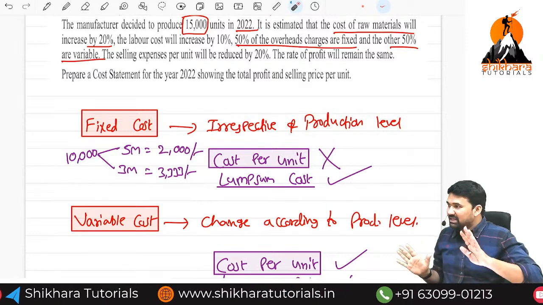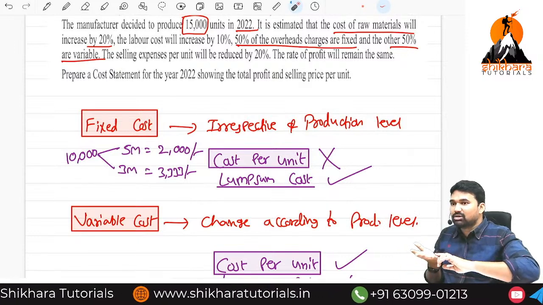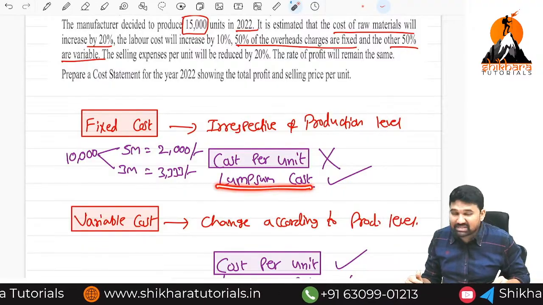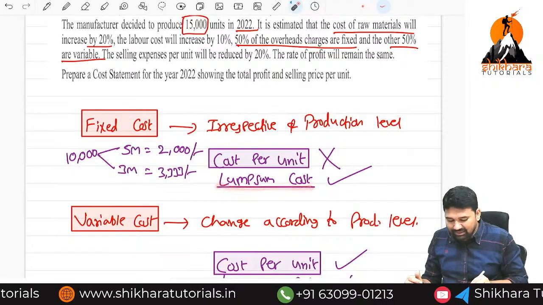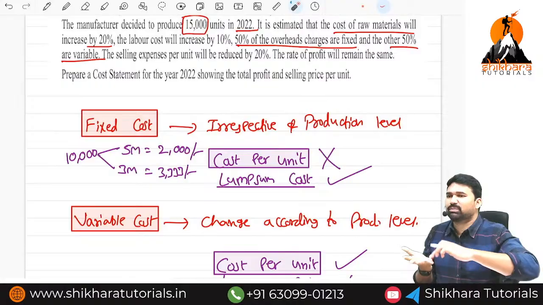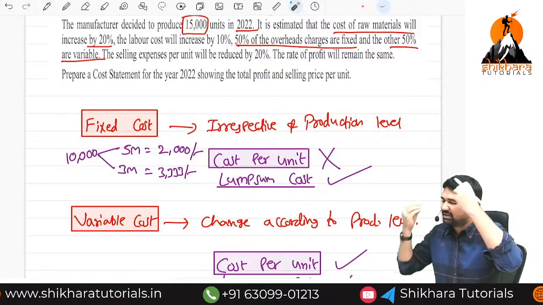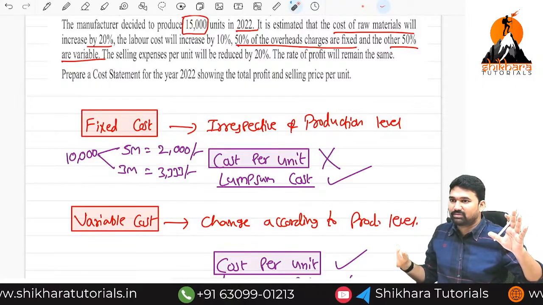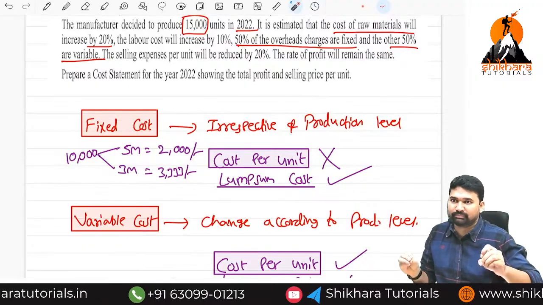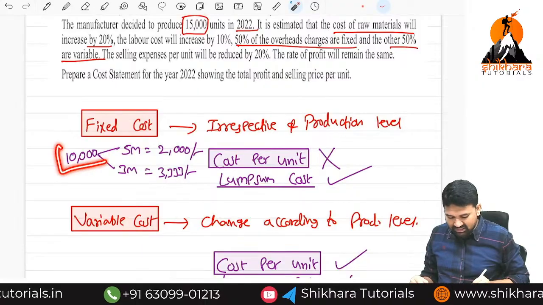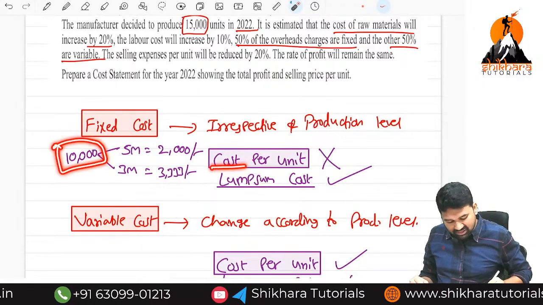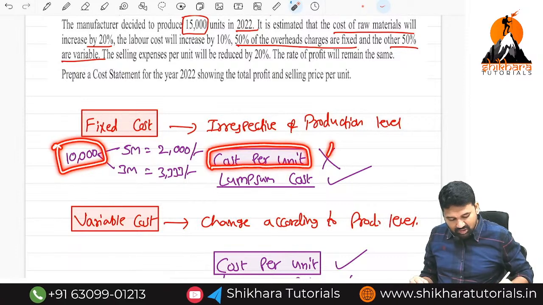So listen carefully. Per head cost is always changing, but lump sum is only same. Car rent is always 10,000, no? In any case, if 1 member, 2 members, 3 members, or 4 members went for the trip, irrespective of how many members actually participated, the 10,000 cost is same, no? Yes. What is changing? Cost per unit is changing.